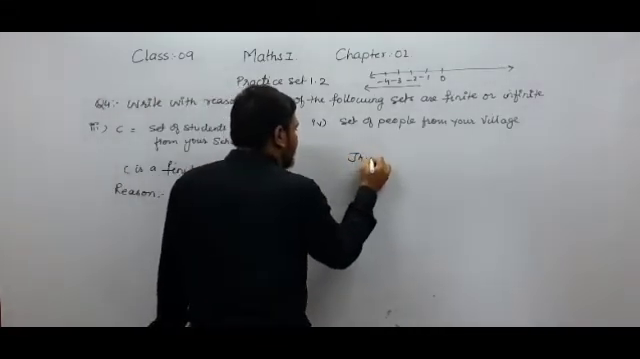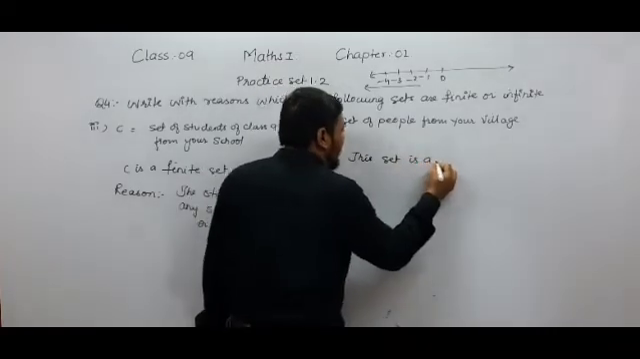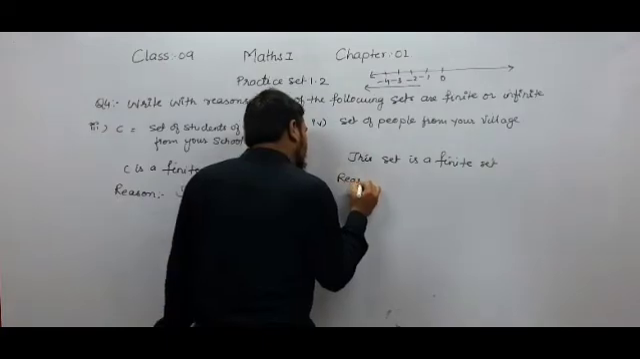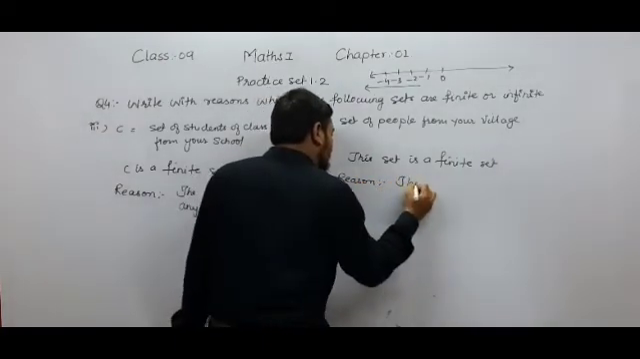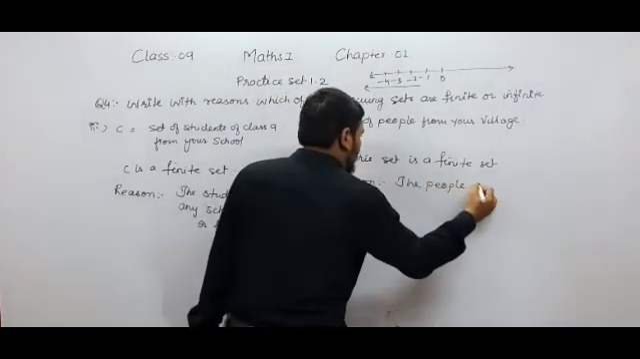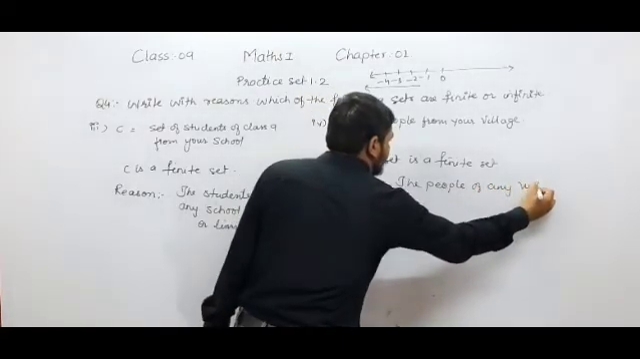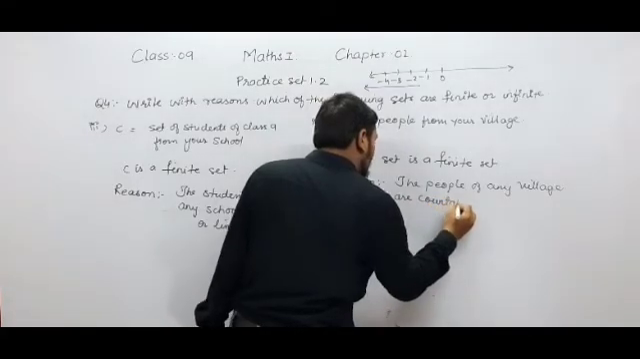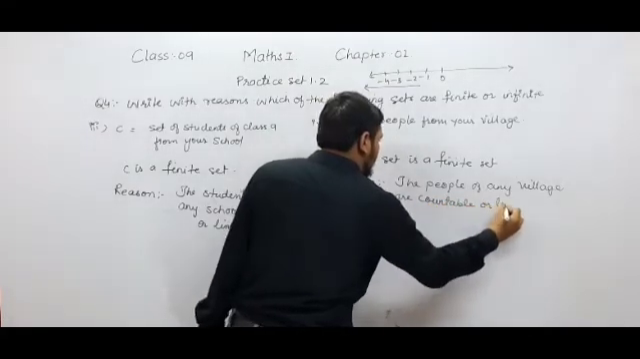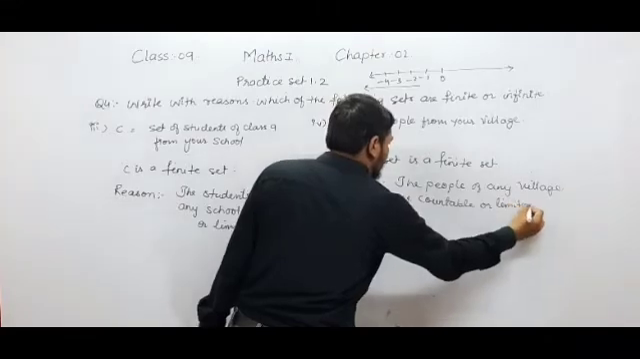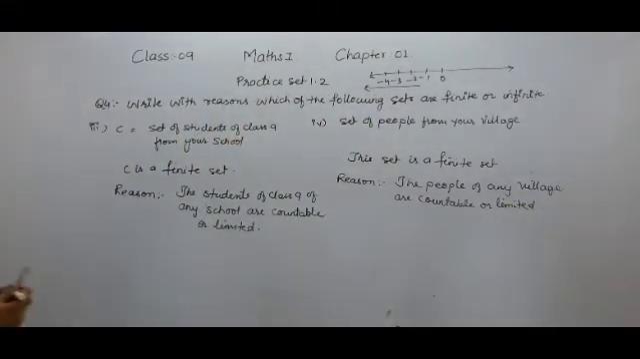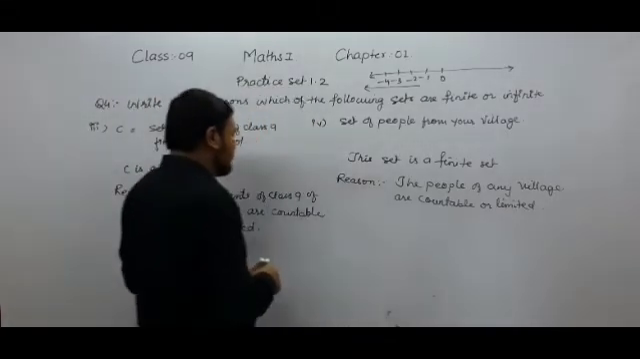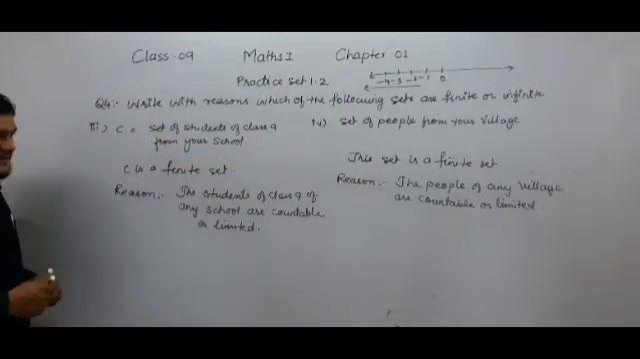We can write this set is a finite set. So here the reason is the people of any village are countable or limited. Limited means countable. So student, you can count the students of any class or you can count the people from any village. That is why both the sets are finite sets.